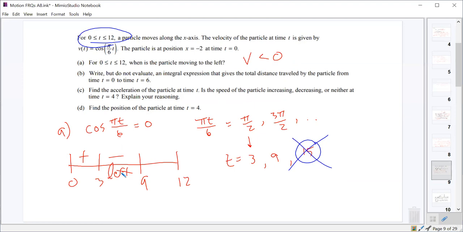And then what about between 9 and 12? Plug in 10, you got cosine of 10 pi over 6, which is 5 pi over 3. And that's cosine in the fourth quadrant, right? 5 pi over 3 is in the fourth quadrant. Cosine in the fourth quadrant is positive. You remember, because all students take calculus.